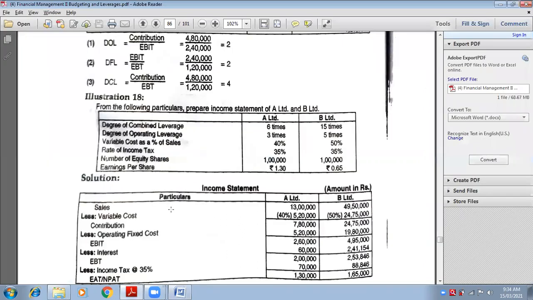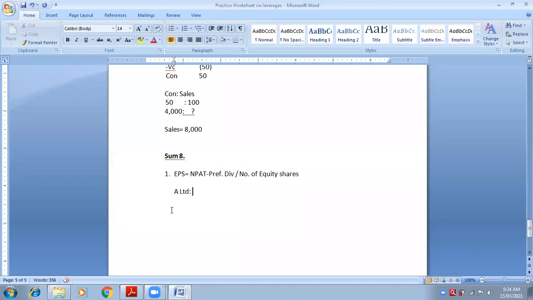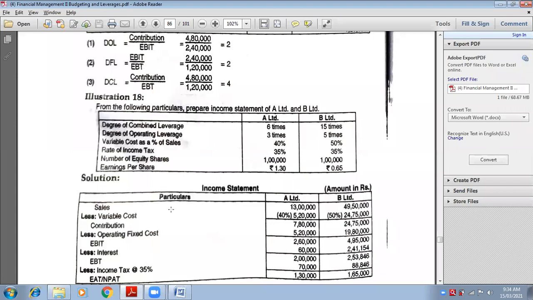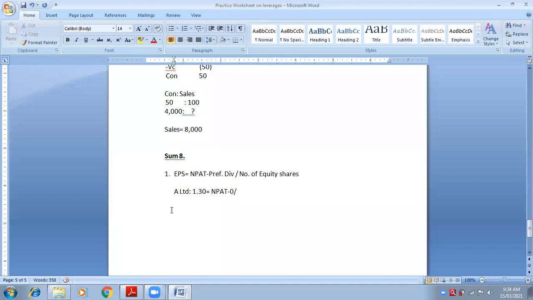EPS is given in the question. If you see the last point, EPS is 1.30 in case of A Limited, equal to net profit after tax, which is not given, and preference dividend is not there, meaning minus 0. What are the number of equity shares in the case of A Limited? 1 lakh. Is it clear, everybody?